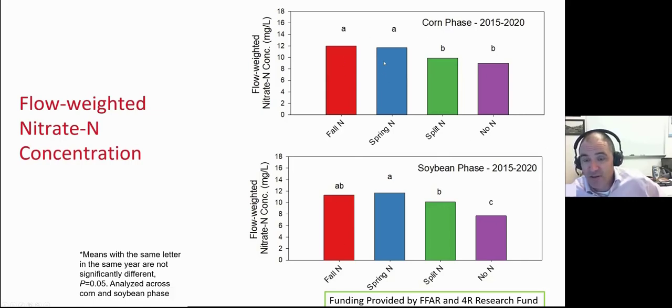This is broken down by the corn phase and then the soybean phase. What we found is no significant difference in flow-weighted annual nitrate concentration between fall nitrogen or spring nitrogen. We see a reduction with the split N or the no N. One other factor before I move on: if you look at the nitrate concentration between the corn year and the soybean year, and we're only applying nitrogen in the corn phase, at many of our sites we see a similar nitrate loss in the soybean year as we do in the corn year. Our nitrate concentration is about 11 in the soybean phase for both the fall and the spring, and about 11 to 12 in the corn phase.